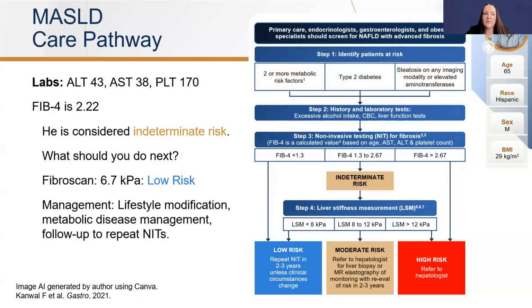So for Albert, his FibroScan was considered low risk. So for him, we educated him on lifestyle modifications for fatty liver. We want his metabolic diseases, type 2 diabetes, hypertension, hyperlipidemia to be well managed. And then we're going to follow him every 2 to 3 years to repeat FIB4 as well as any other secondary NIT tests that we feel are indicated.